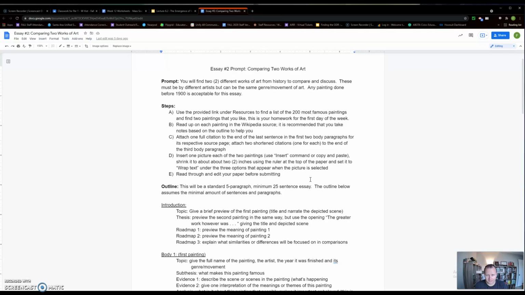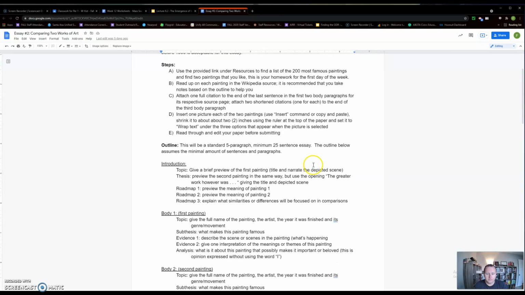Please make sure you read through and edit. There were a number of people who turned in their first essays with blue and red lines. If there are blue lines, it means there's an issue with the sentence structure. If there are red lines, it means you spelled something wrong. Make sure to let the computer help you with that.